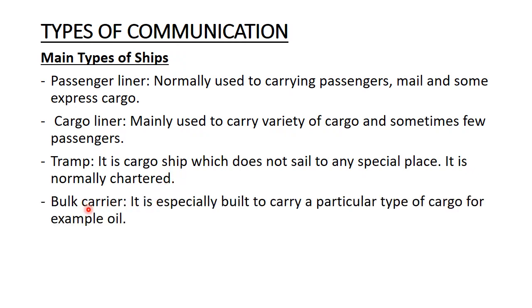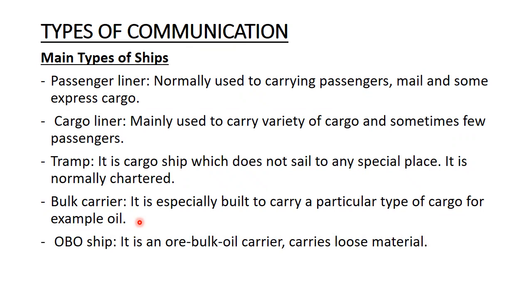There's also what is called a bulk carrier, which is especially built to carry a particular type of cargo, for example, oil. So the whole ship is designed just to carry oil. That's a bulk carrier. There's another one called OBO ship. OBO stands for all bulk oil. So it is an all bulk oil carrier. It carries loose materials.